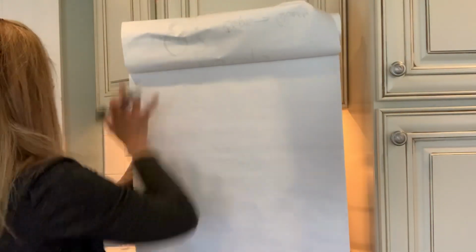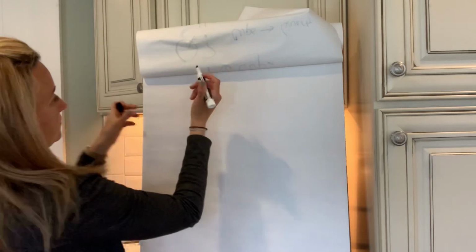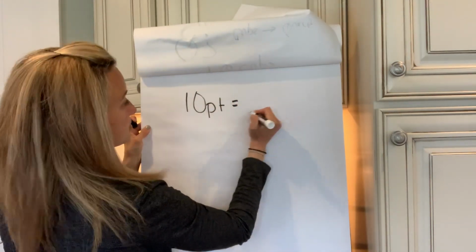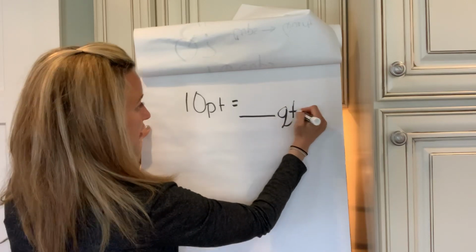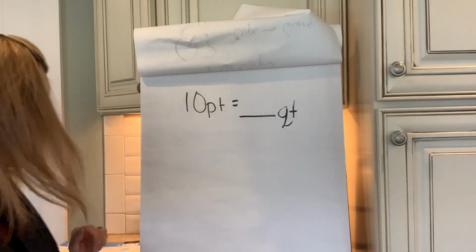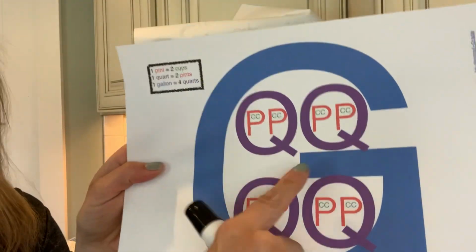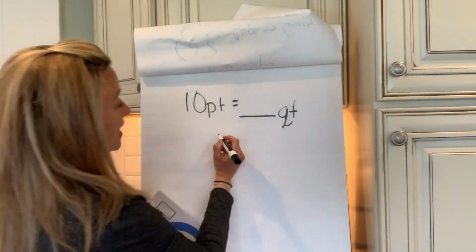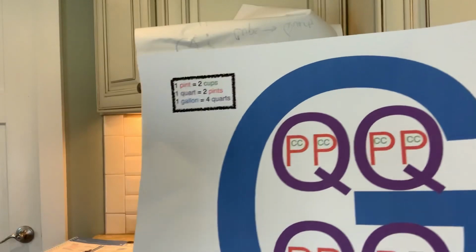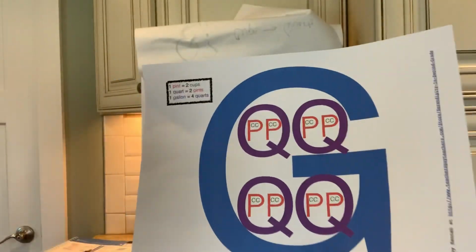Okay, let's see. I want to know 10 pints is equal to how many quarts? Okay, so I know I'm going from pints to quarts. So if I'm looking here, pints, they are smaller than quarts. So I know I'm going to have to divide. And then I know that there are 2 pints per quart.